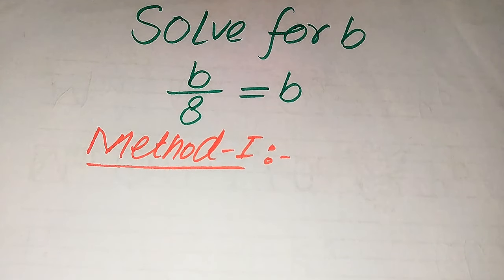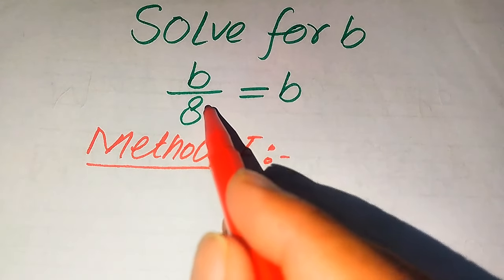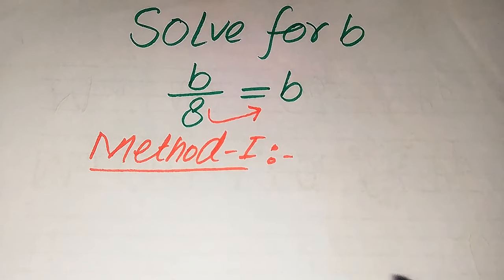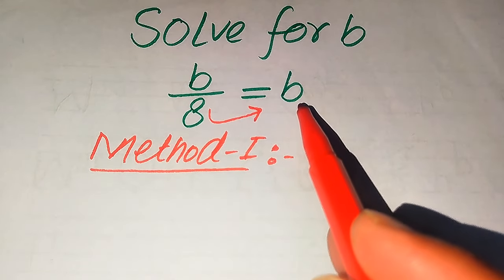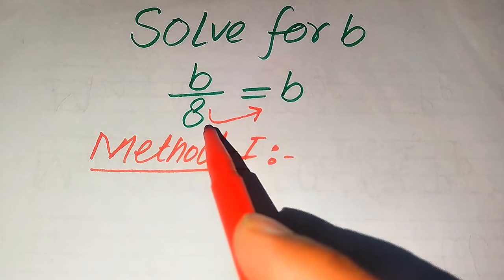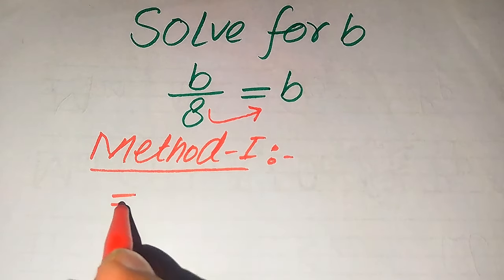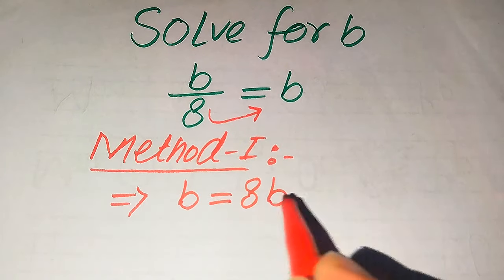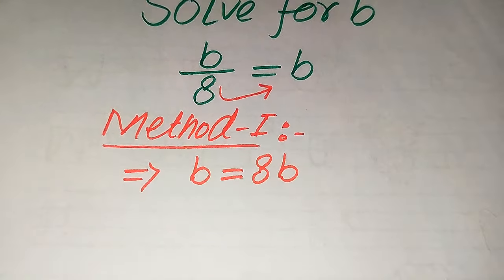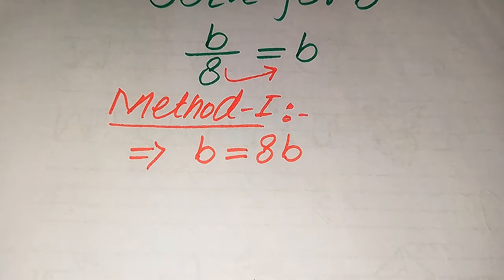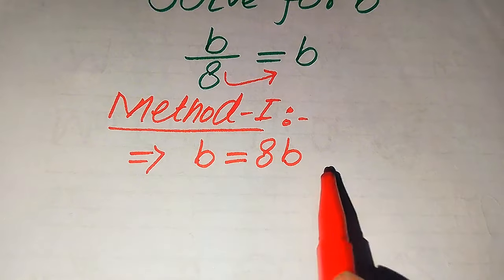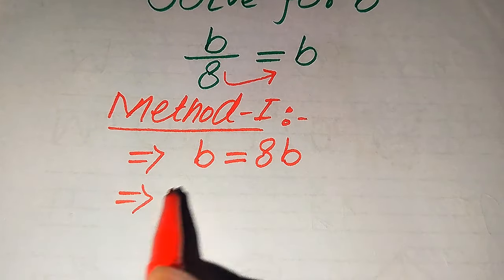In the first method, we need to move this 8 to the right hand side, and you see that b is divided by 8. When we move it to the right hand side, it is multiplied by b. So after moving this 8 to the right hand side, it will be written as b is equal to 8 times b. Further, in the next step, we need to move this b from the left hand side to the right hand side. So it is positive b.